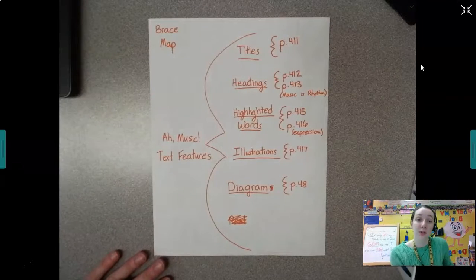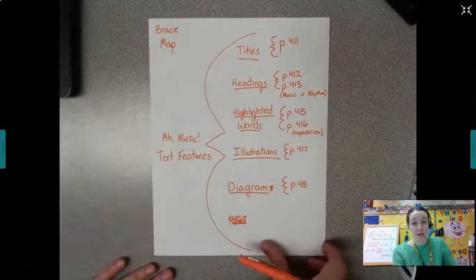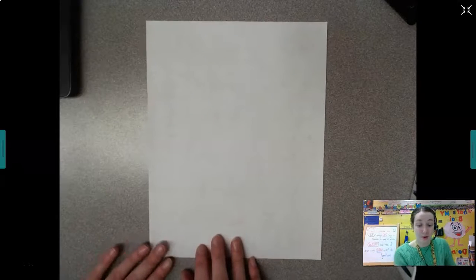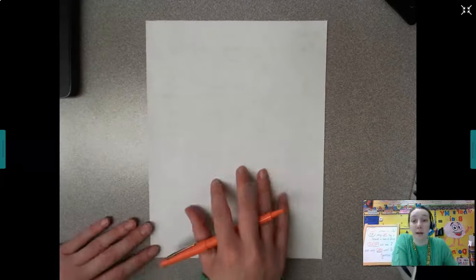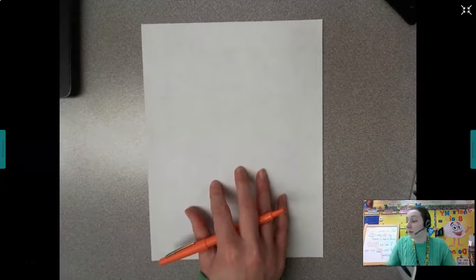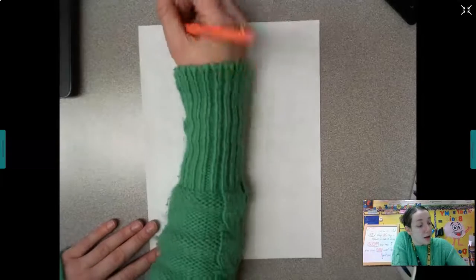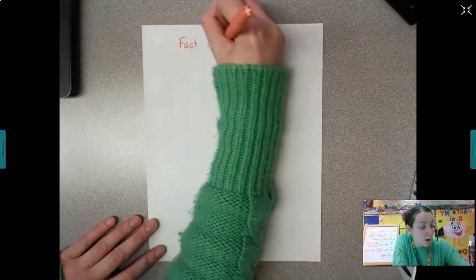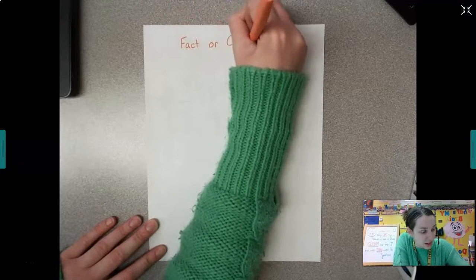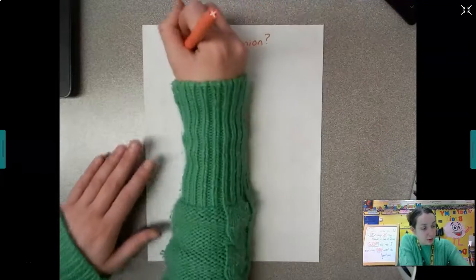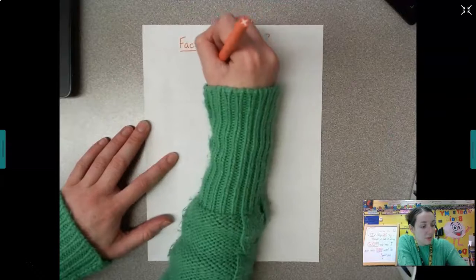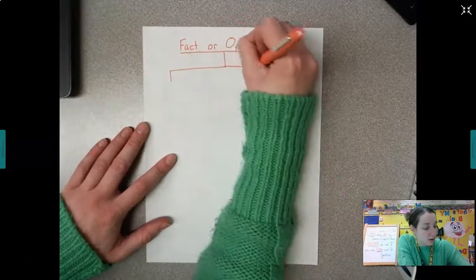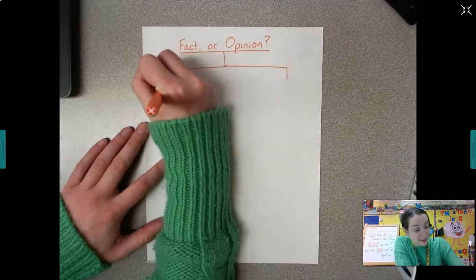Right? So we're going to use another thinking map for facts and opinions, but this time we're going to use a tree map. So you can flip it over and use the other side of your paper. And we're going to now switch gears and talk about fact and opinion. All right? So we're going to put fact or opinion as our title. We're going to kind of phrase it as a question, fact or opinion.